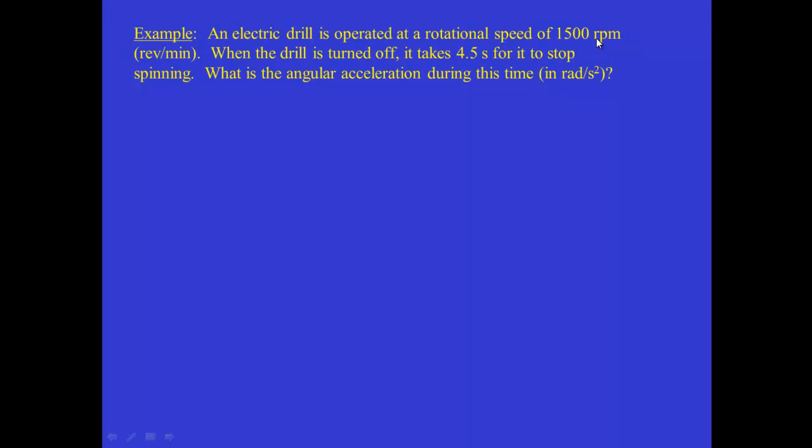And RPM is short for revolutions per minute. That is not the standard unit that is used to describe rotational velocity, but we'll see that it is. It is a rotational velocity with non-standard units. When the drill is turned off, it takes 4.5 seconds for it to stop spinning. And if you've ever used an electric drill, you're familiar with this. When you take your finger off the trigger, then it eventually slows down and stops, but it takes a few seconds for that to happen.